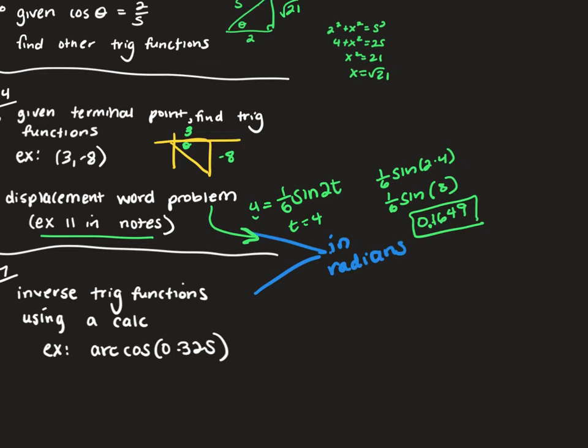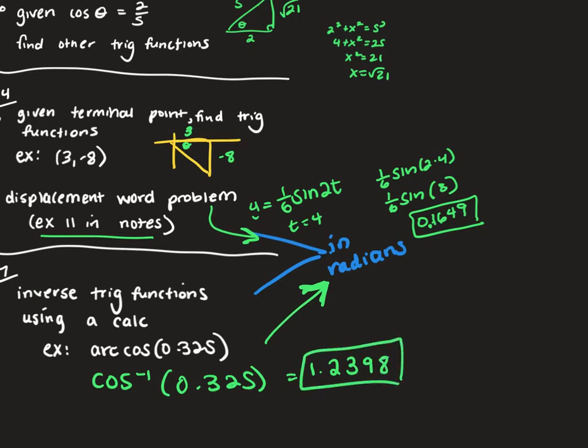And then the last thing for tomorrow's part is 4-7, which is the inverse trig functions using a calculator. So this is like how we finished the warm-up, right? It's arc cosine, arc sine, arc tangent. But remember that those are the same things as the negative one powers. So I would do cosine negative 1 of 0.325, and again, in radians. That would be 1.23978. So if it was 4 decimal places, it'd be 1.2398.